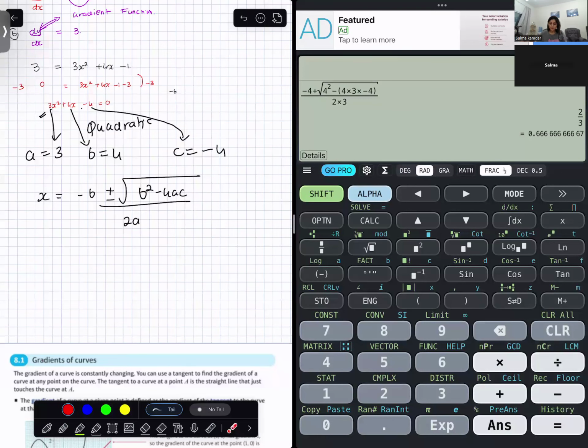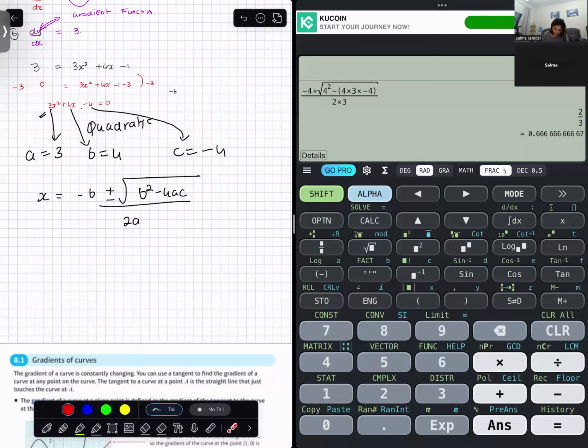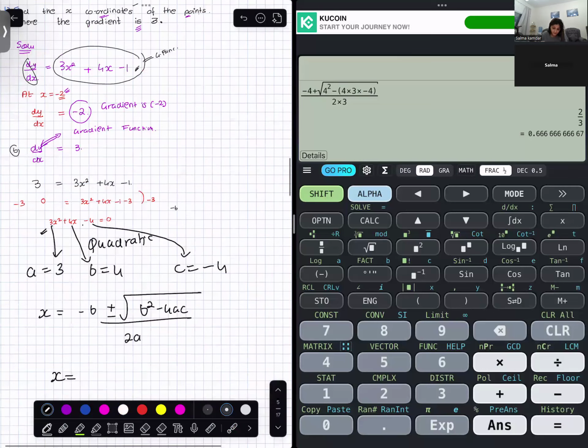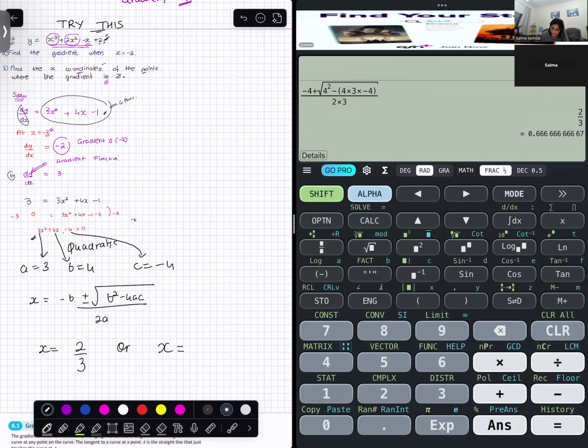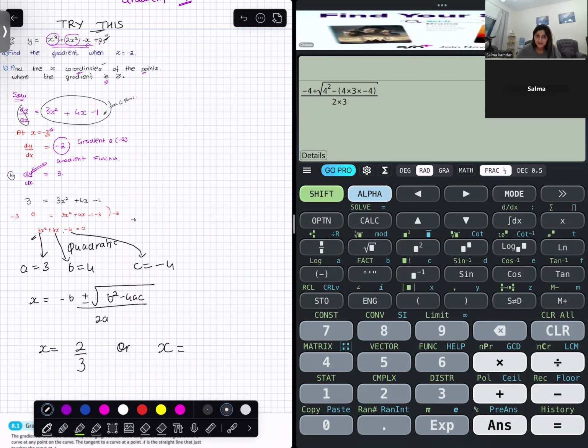So if you use the quadratic formula in your calculator, you can get the values of x, okay, the values of the x coordinate when the gradient is 3. You would get x is either equal to 2 by 3, or, in the calculator, in place of your plus, you place a minus, and x is equal to minus 2.